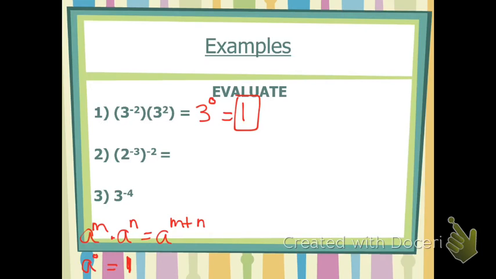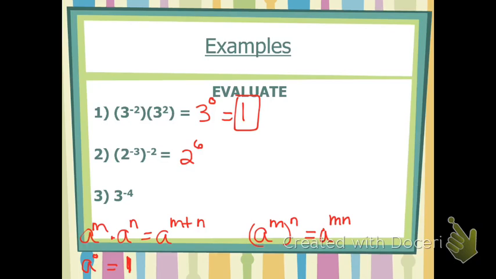For our next example, we've got 2 raised to the negative 3 raised to the negative 2. That is an example of our power of a power property. That's the one that looked like a to the m to the n, and we kept the same base and we multiplied the exponents. So for this one, we'll keep the base of 2, and then we'll do negative 3 times negative 2, which is positive 6.